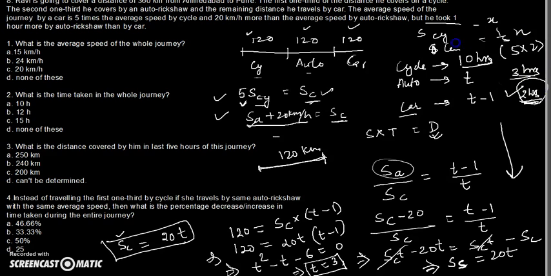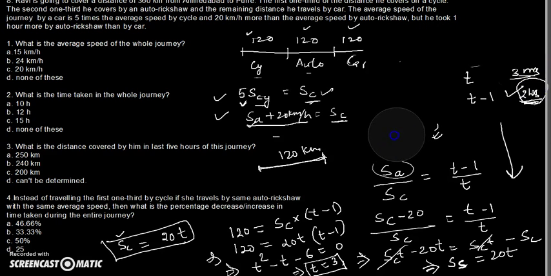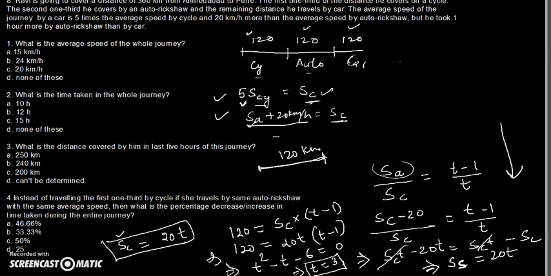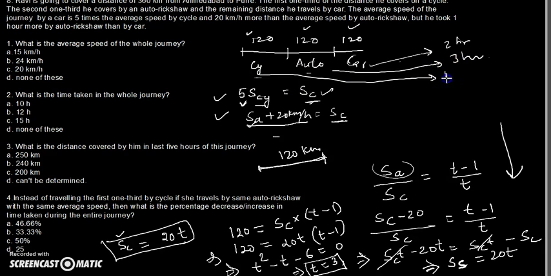Now you have got the times. For the car 2 hours, for the auto it is 3 hours, and for the cycle it is 10 hours. Total 15 hours. In a way, you have solved the second question, which asked the time taken in the whole journey. So you have already solved the second question: 15 hours. C should be the answer.